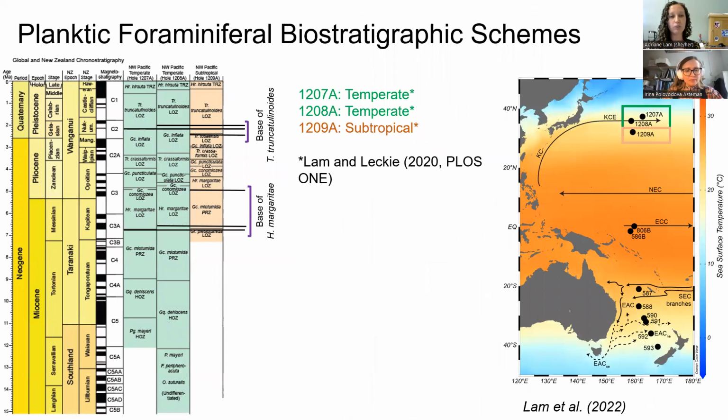So what you're looking at are the planktic foraminiferal biostratigraphic schemes, and I'm going to step you through each of these sites and show you the biozones that we applied. I showed you this figure a few slides back, but again, on the left side, we have age in millions of years, the global period, epoch, and stages. We also have the New Zealand epoch and stage names, magnetostratigraphy, and major chrons.